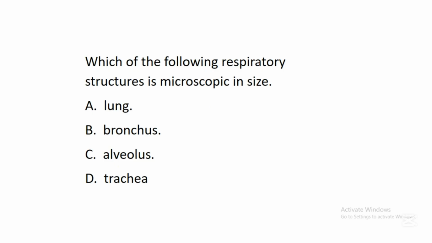The next question says, which of the following respiratory structures is microscopic in size? A. Lung. B. Bronchus. C. Alveolus. D. Trachea. In this question, the correct answer is C. Alveolus. In the human respiratory system, there is a structure called alveolus. This structure is found inside the lung, and studies have shown that this structure called alveolus is so tiny that it requires the use of a microscope to see it. So this structure is highly microscopic in size.